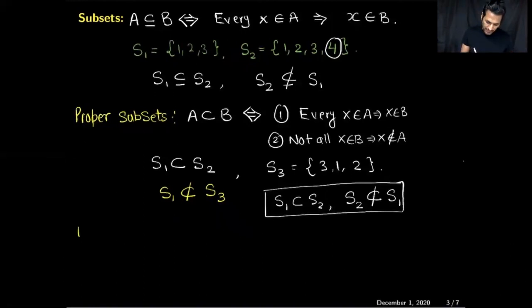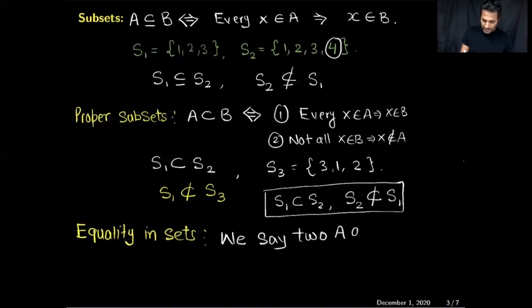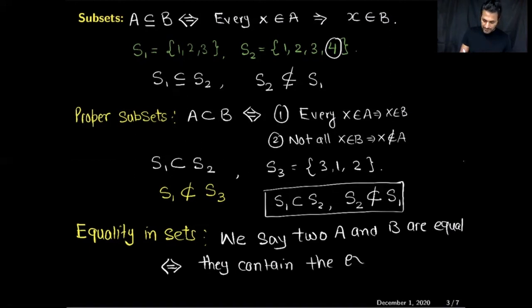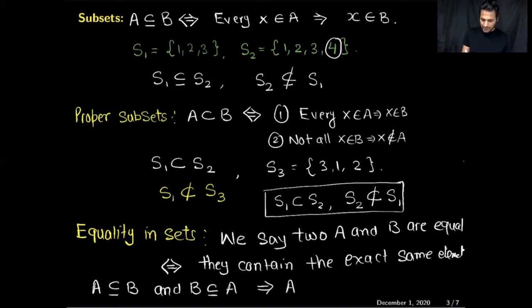Our next definition is equality in sets. We say two sets, let's suppose A and B, are equal if and only if they contain the exact same elements, or in other words, if A is a subset of B and B is a subset of A, this implies A is equal to B.